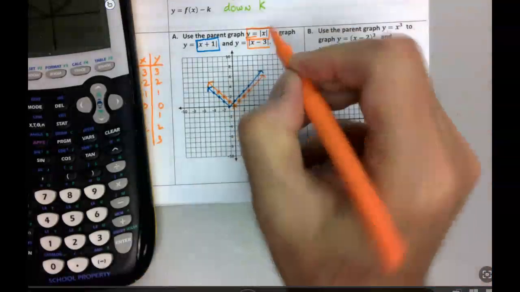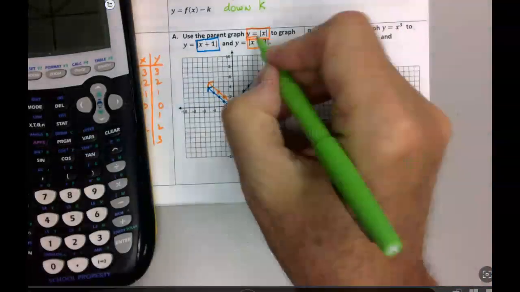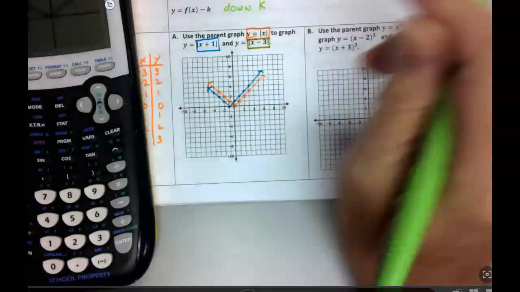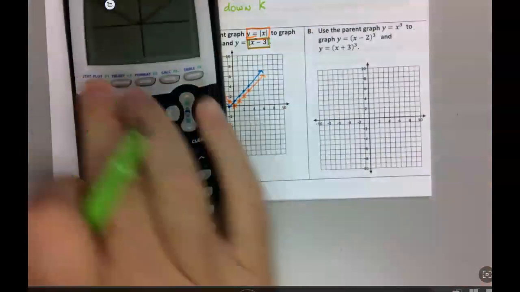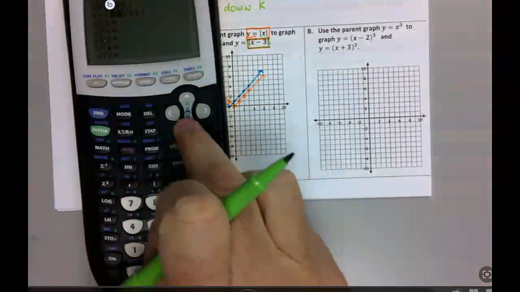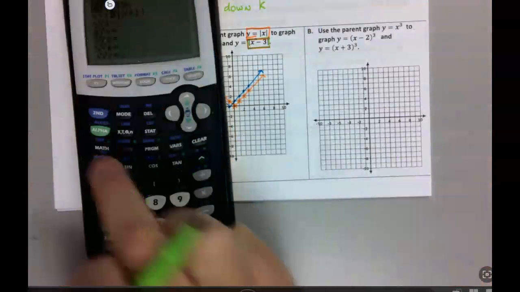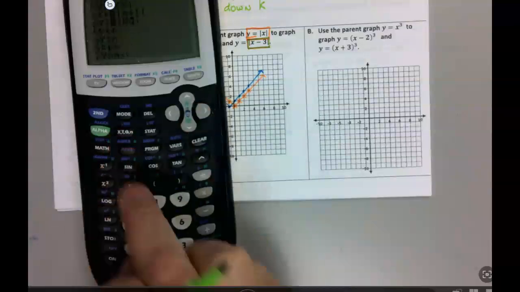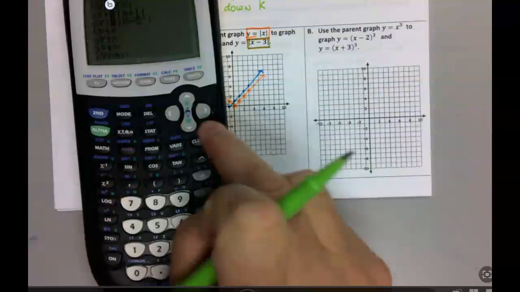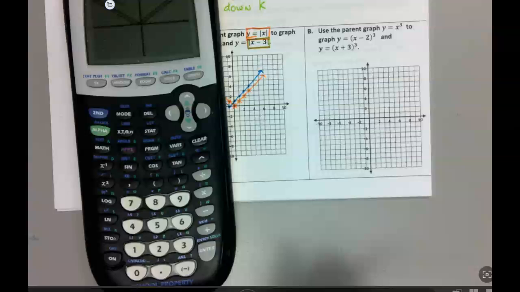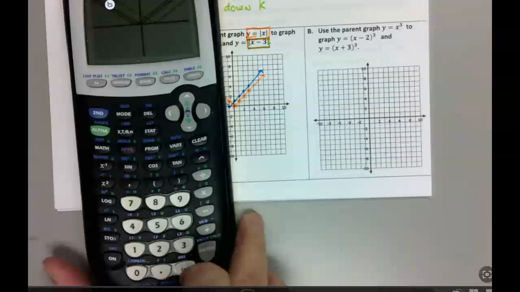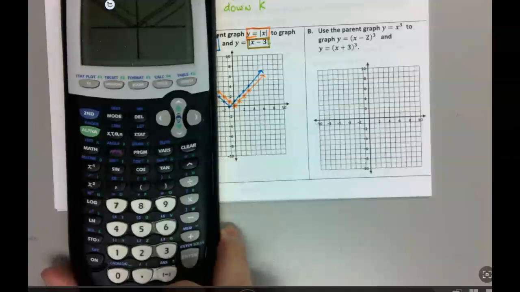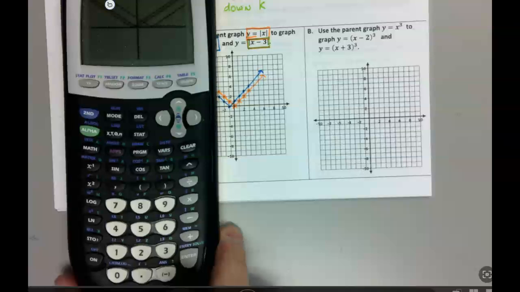X minus 3. Whoops, I want to do that one in green. My bad. This one in green. Okay, so go back to your calculator. Go down to Y3. Hit math. Arrow over to absolute value. And then you're going to hit X minus 3 and hit graph. And it should shift it right 3. Does it do that? Did it shift it? Was it an imposter? Did it shift it right 3? You got to make sure you right arrow out of it. Does everybody get that or not?